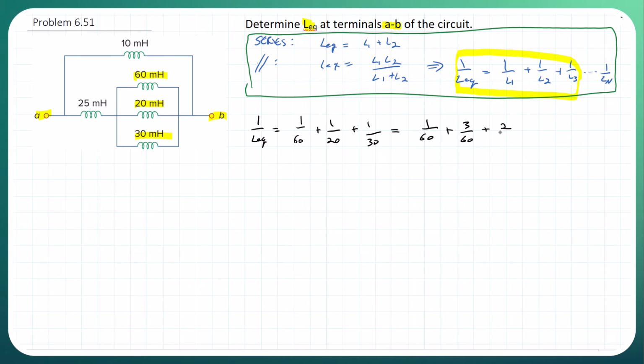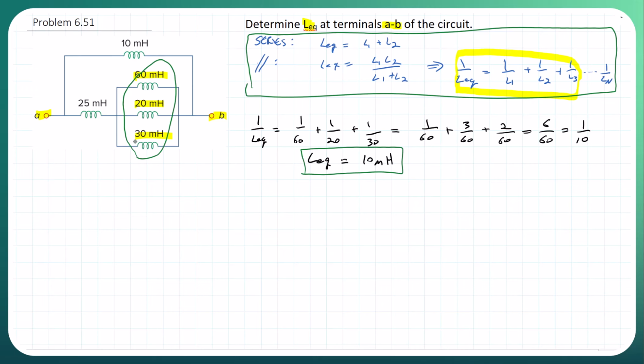Then 2 over 60, where I multiply by 2 over 2. And then that's going to give us 6 over 60. If we simplify that, that gives us 1 over 10 as 1 over L equivalent, which really comes out to L equivalent equal to 10 millihenries. Okay, so we got one part of that. So across these guys here, if we combine those 3, we get 10 millihenries.